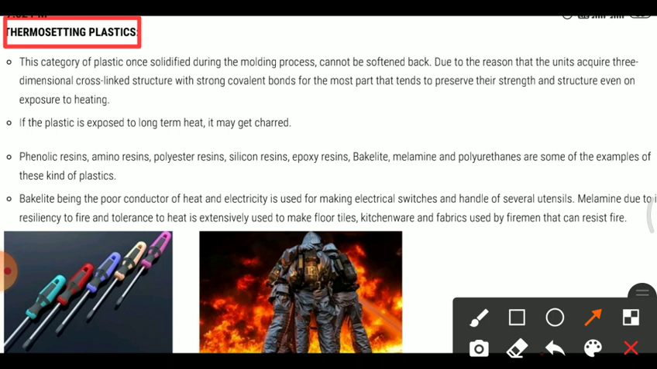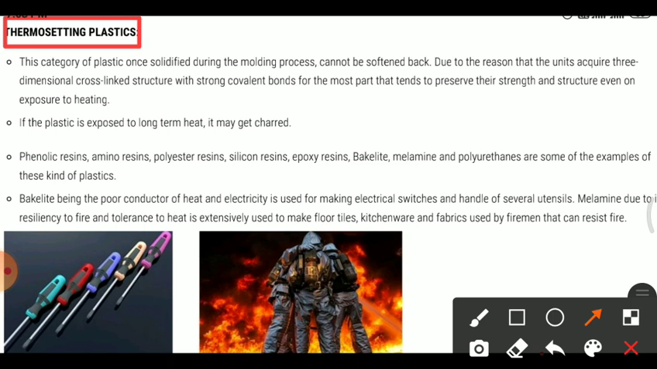Melamine is a versatile material. It resists fire and can tolerate heat better than other plastics. It is used for making floor tiles, kitchenware and fabrics which resist fire.